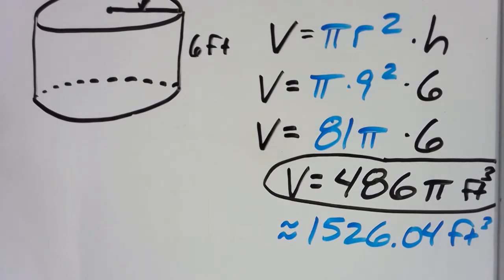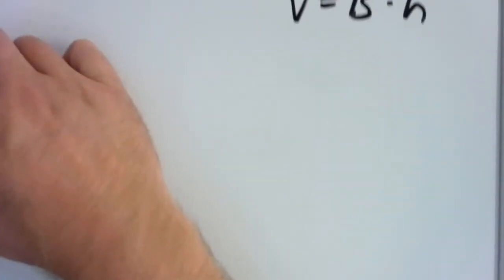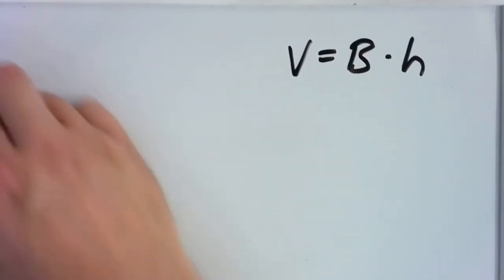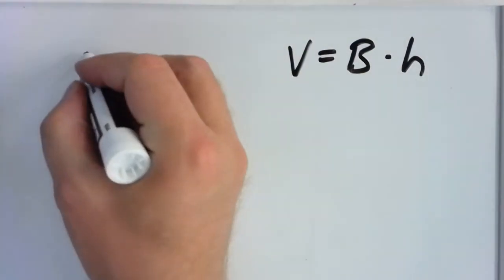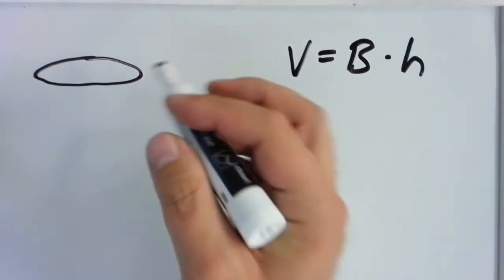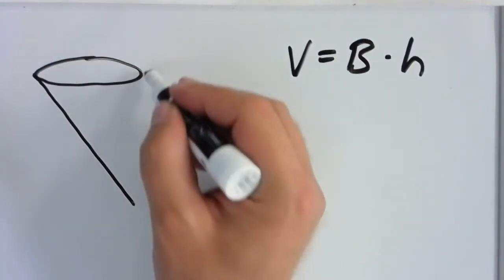All right, let's move on to part B. Part B is where we're going to see one of these tilted shapes. So in this case, again, we're given a circular base, and then we get this slant to it.